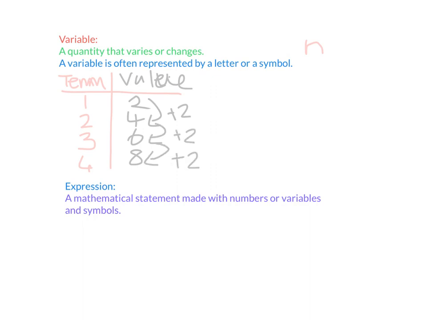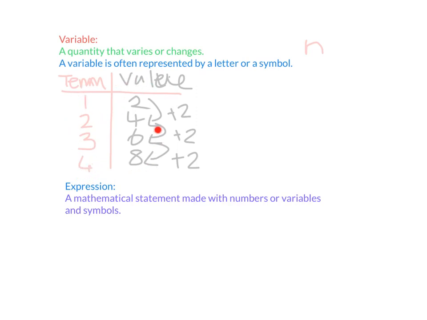And so in order to form an expression, which is the next one we're looking at, a mathematical statement made with numbers and variables, we need to know what our constant is. So what is remaining the same? So in this case, if we look here, we're realizing that our constant is the 2. The 2 remains the same. That's going to be my constant in my expression. My variable is something I can determine. So my variable is a number that changes. So the number that changes here is my term number, is going to be my variable.